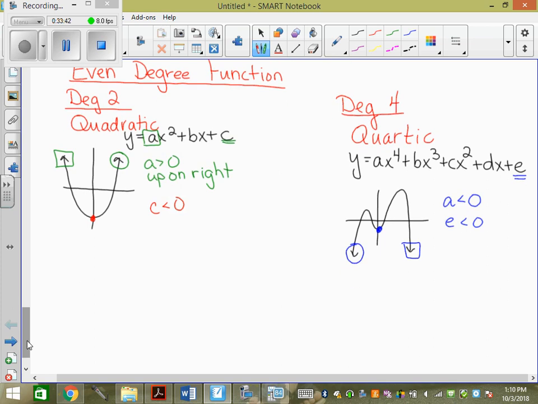All right. How many x-intercepts can I have for a quadratic? I could have 2. This is true.